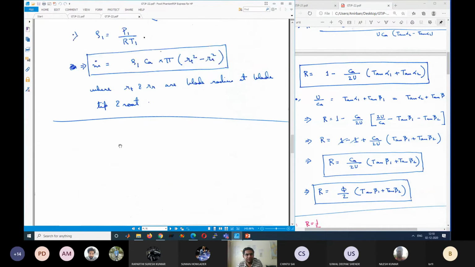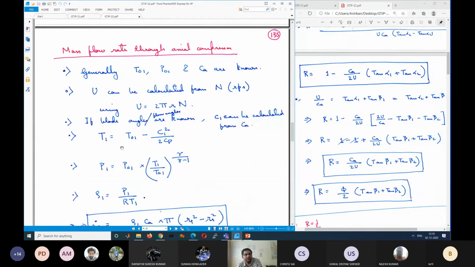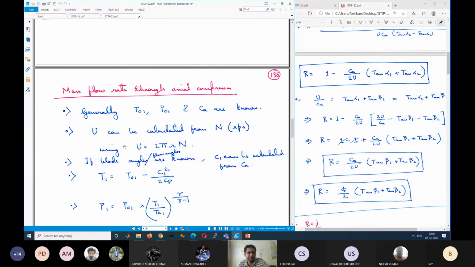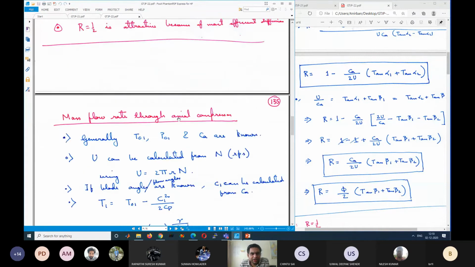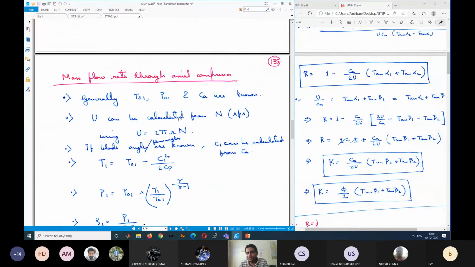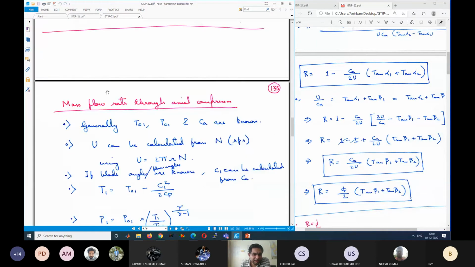We'll finish this part with a small discussion. It's not necessary. It is part of the problems, but I just want to give you some tips about how to solve some problems. It's not part of any theory. But in the problems, what we see in many cases is that inlet conditions are generally given and some mass flow rate or some parameters are given depending on the problem.